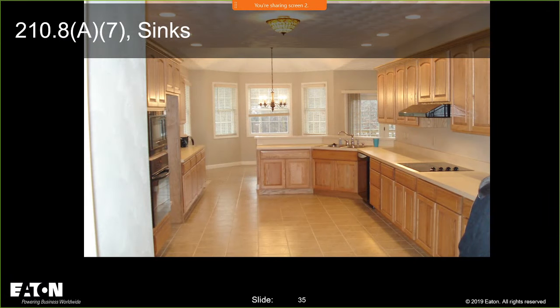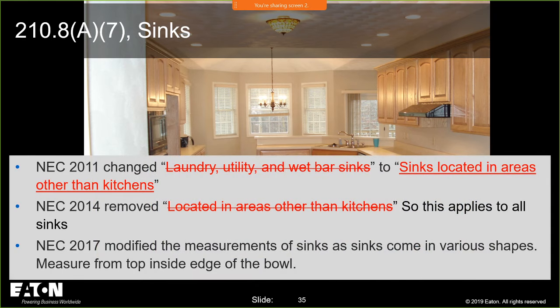Sinks, we got requirements around sinks, and sinks have changed. We changed how you measure so that we can accommodate new sinks that are on the market today. We hit all sinks in 2011 or 2014. In 2017 is when we changed the measurements from sinks, because you have these sinks that are bowls above the counter, and how do I measure from that? Everybody's fighting over inches because they have that receptacle that they just do not want to put a GFCI device on.